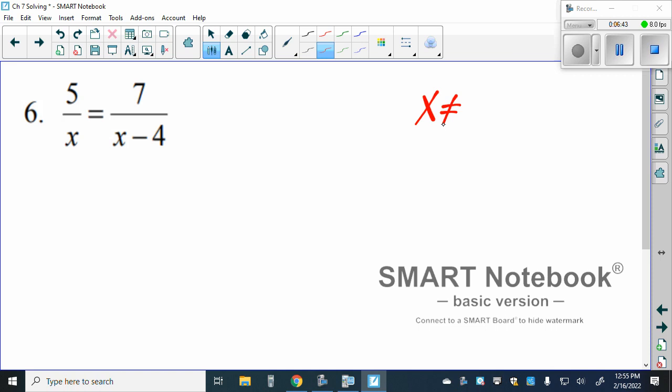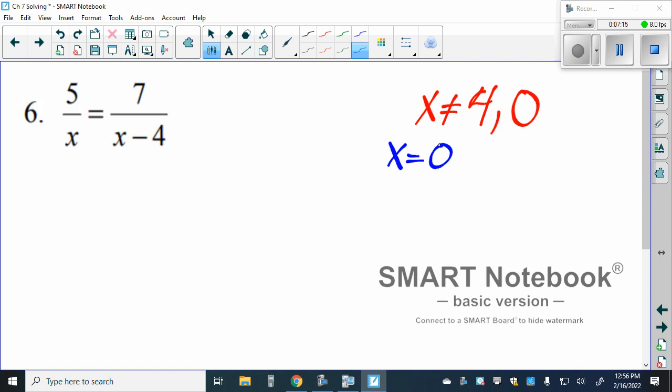We have 5 over x is equal to 7 over x minus 4. So it's good to start off with our restrictions. So what values of x do we know will cause denominators to be 0? 4 and 0. Because we can kind of see that by setting them up, because the one spot where we have x in the denominator is when it's by itself. So we set it equal to 0 and solve.